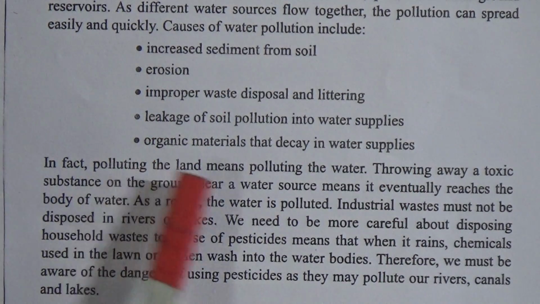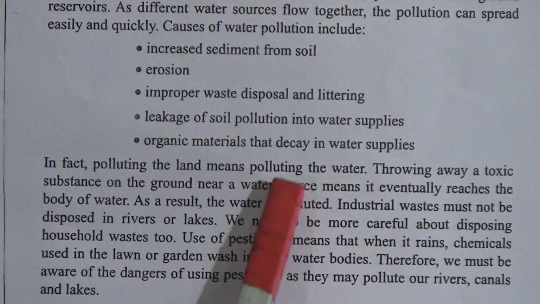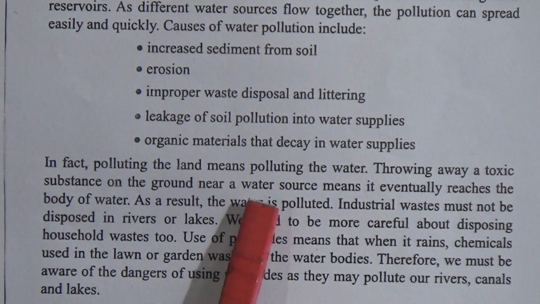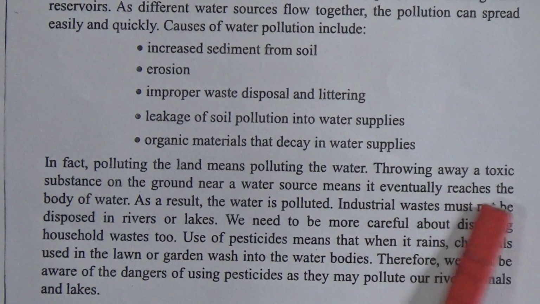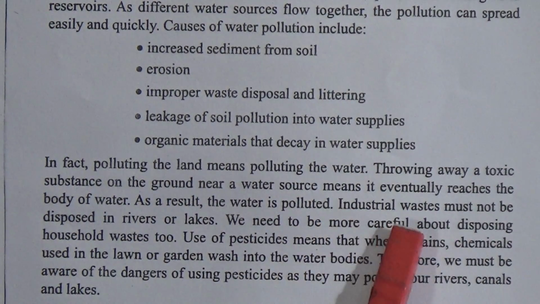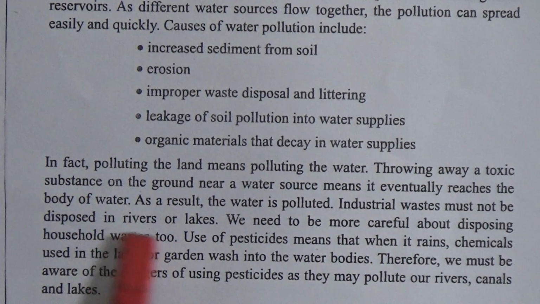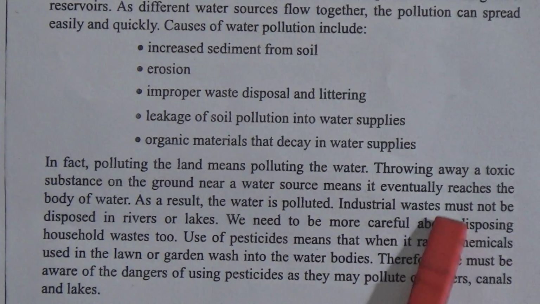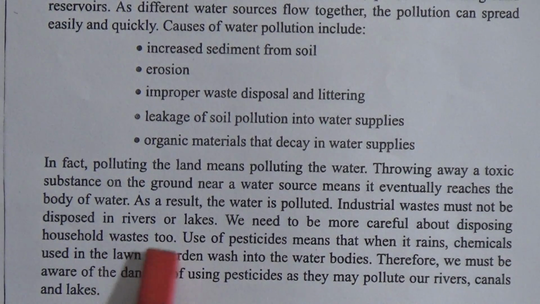In fact, polluting the land means polluting the water. Throwing toxic substances on the ground near a water source means it eventually reaches the body of water. As a result, the water is polluted. Industrial waste must not be disposed of in rivers or lakes. We need to be more careful about disposing of household waste too.